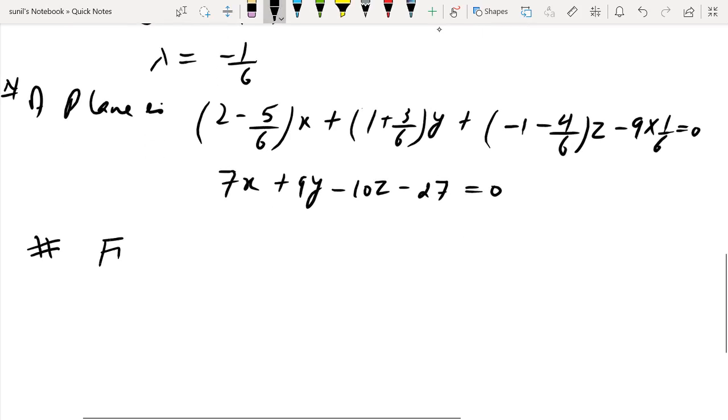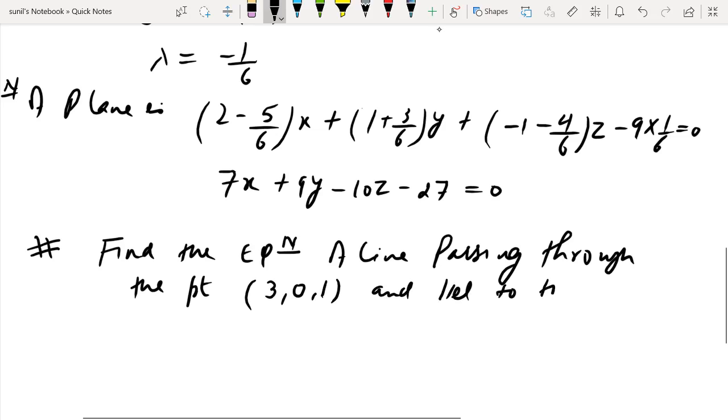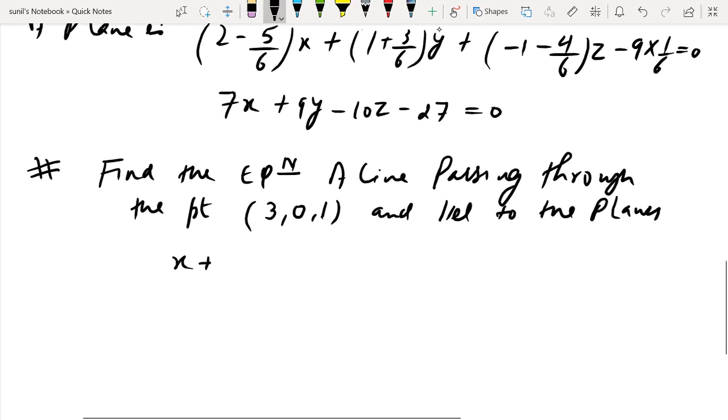The question is: find the equation of the line passing through the point 3, 0, 1 and parallel to the planes x plus 2y is equal to 0 and 3y minus z is equal to 0.